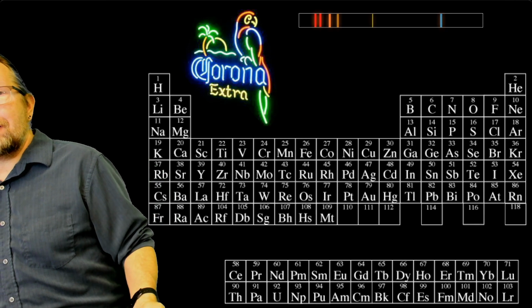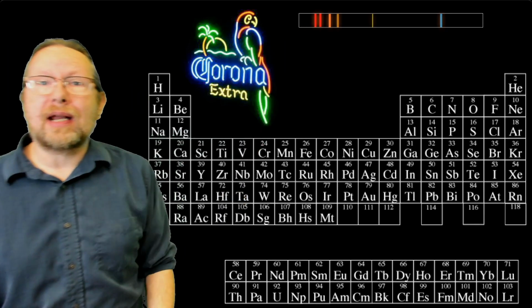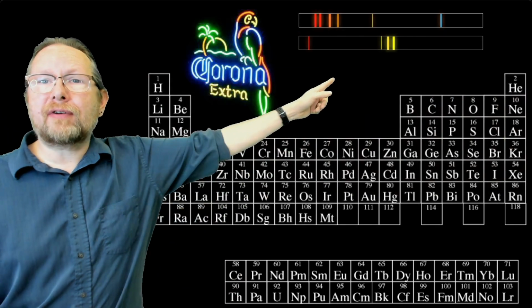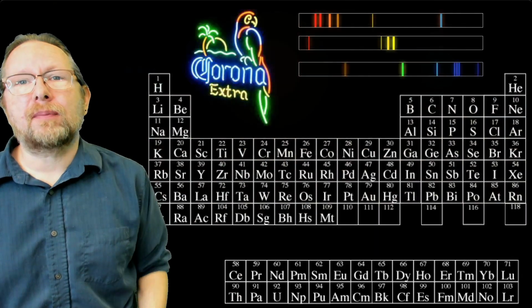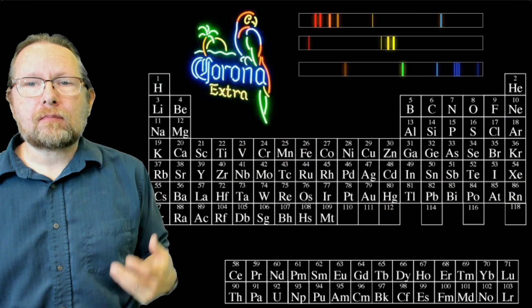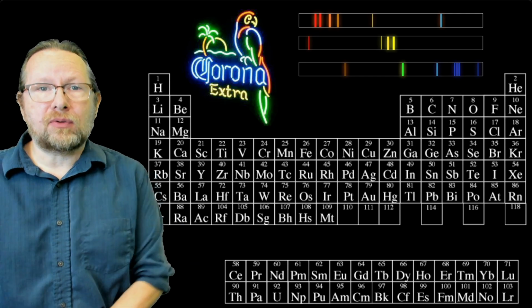So neon looks red because it has a bunch of spectral lines in the red end of the spectrum. Some different gas, sodium, has two very, very bright lines in the yellow part of the spectrum. Every different gas has a unique spectral signature. Every element in the periodic table has a unique spectral signature.